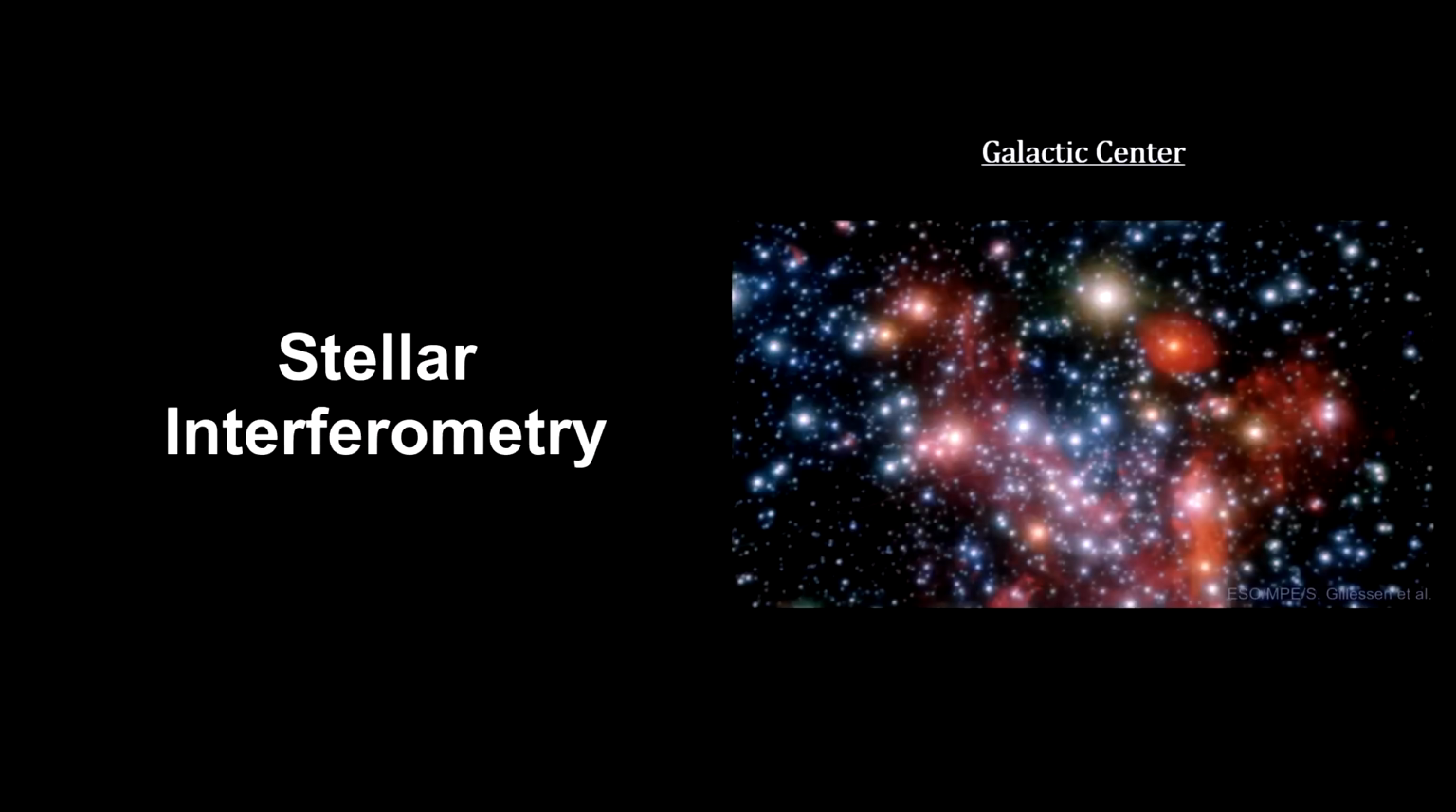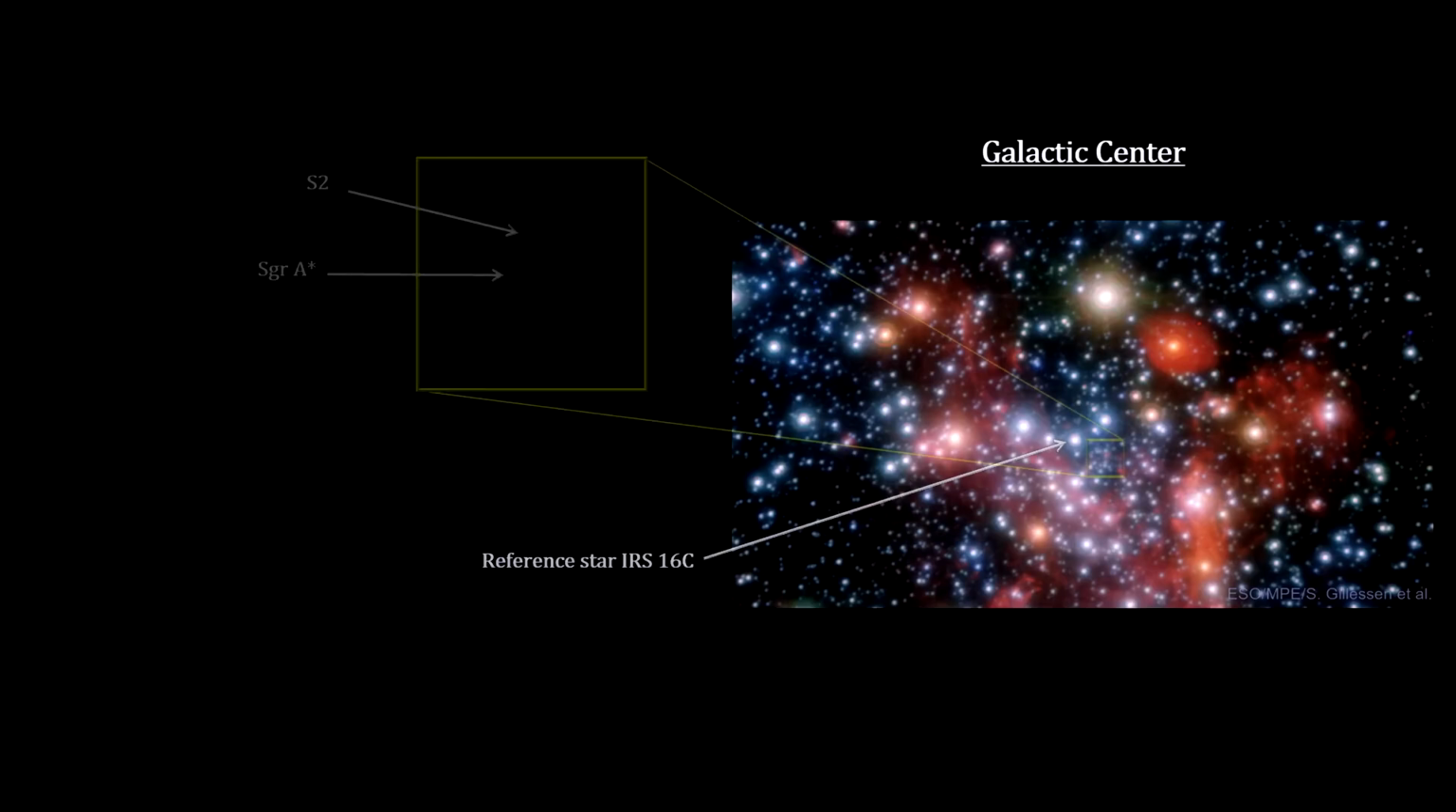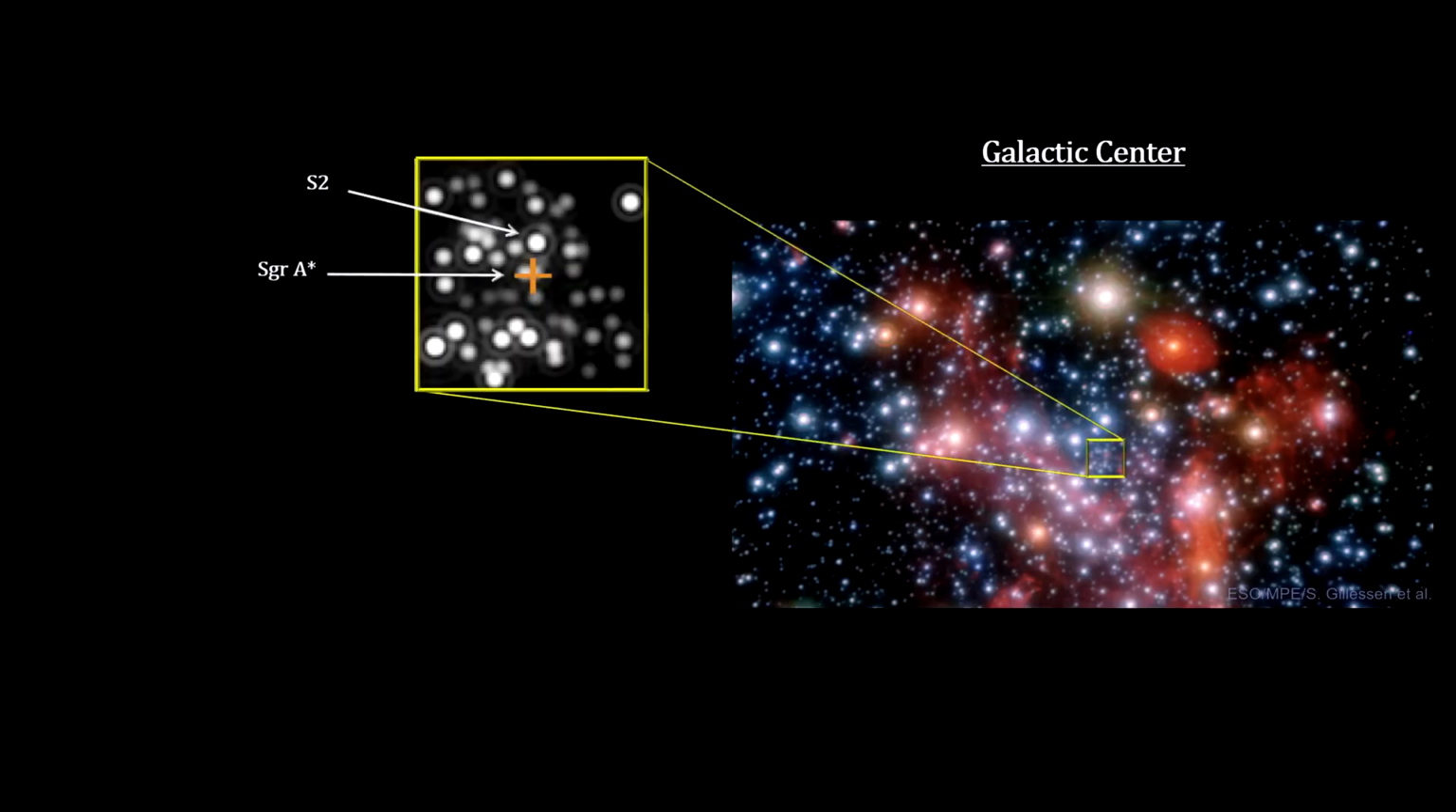The Hubble Space Telescope can resolve angles on the sky as small as 50 milliarcseconds. The angular distance between S2 and Sag A star at pericenter was just 15 milliarcseconds. That's 42 billionths of 1 degree, and 3 times smaller than Hubble can resolve.